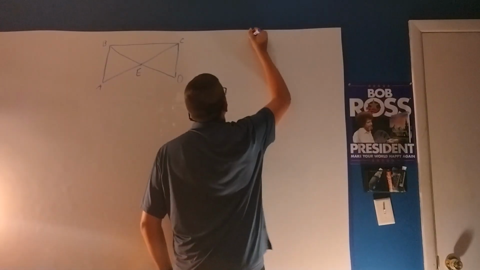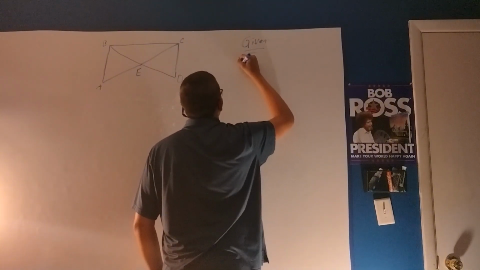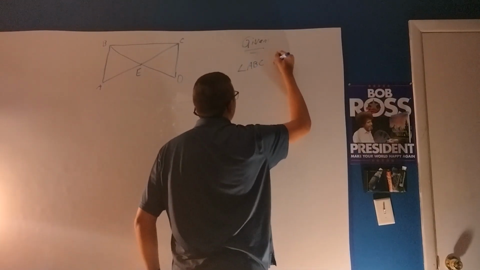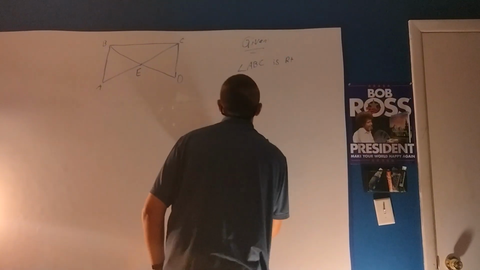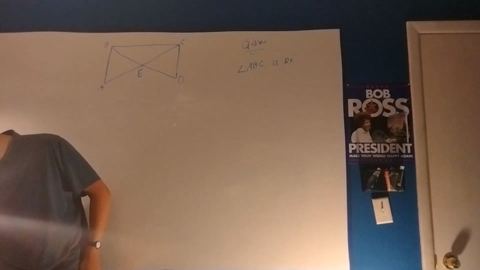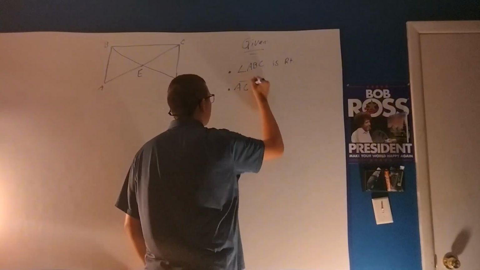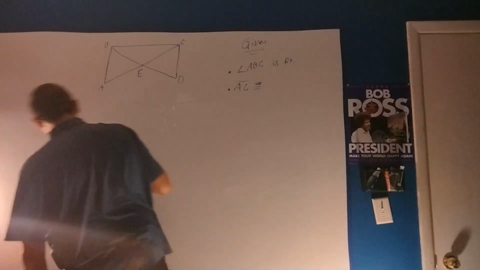And we are given that angle ABC is a right angle, and then AC is congruent to BD.